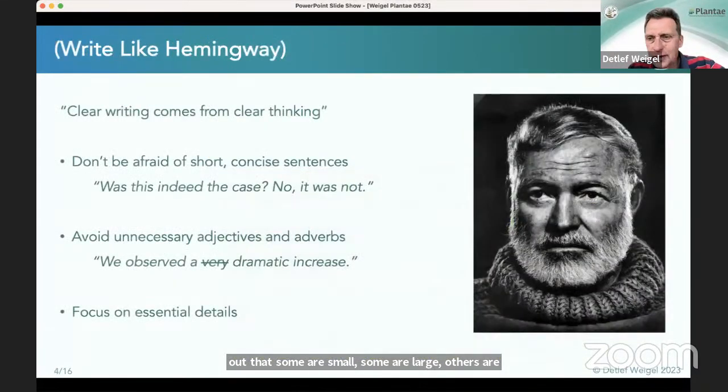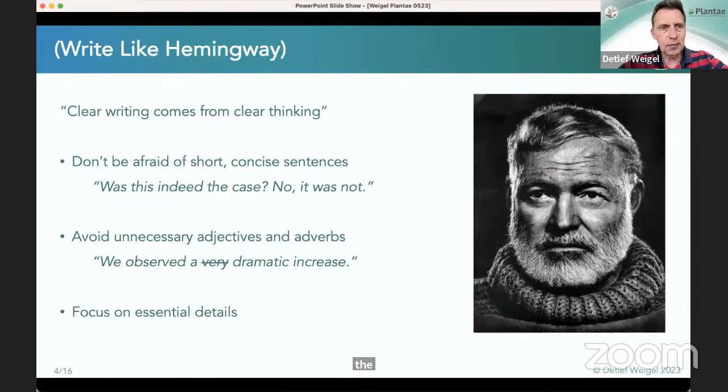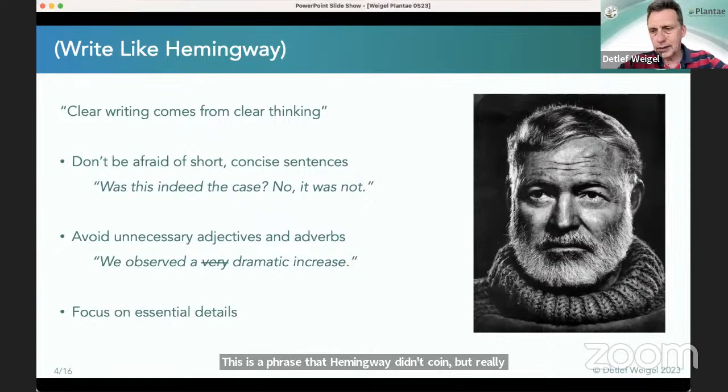And of course, a slight digression here. Again, many of you have seen this, but these are not things that I invented or came up with. This is often considered the Hemingway style of writing. This is a phrase that Hemingway didn't coin, but really fits here well: clear writing, and one could also say clear presentation, comes from clear thinking. So you should be sure what you write about, you should be sure what you present. And once you're sure about this, then you can actually do it in simple words.